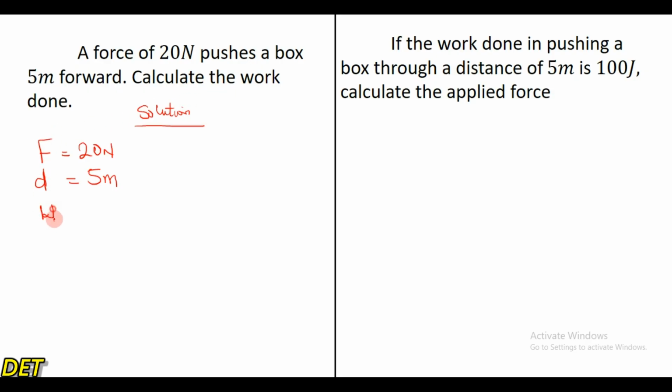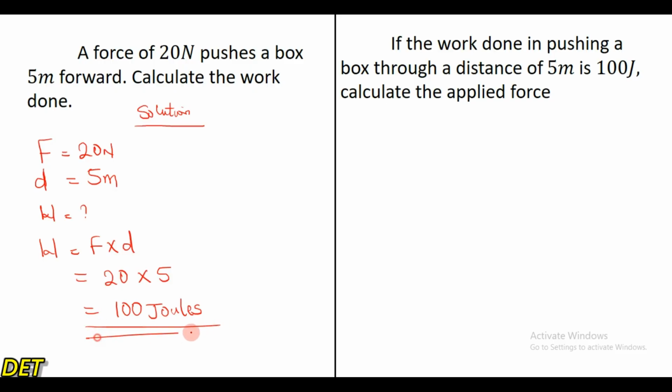So what we're looking for is work done. From the formula that we've got before, work done is equal to force times distance. So that will be equal to our force, 20 Newton, times the distance, 5 meters. So 20 times 5 will be equal to 100. And work done is measured in joules. So that will be equal to 100 joules. This is the answer to this question. Very simple and straightforward.